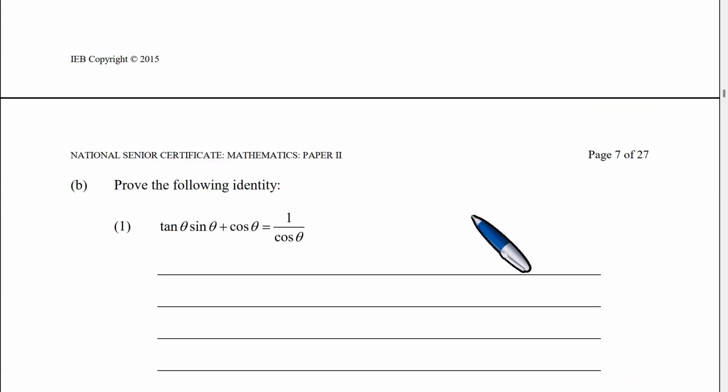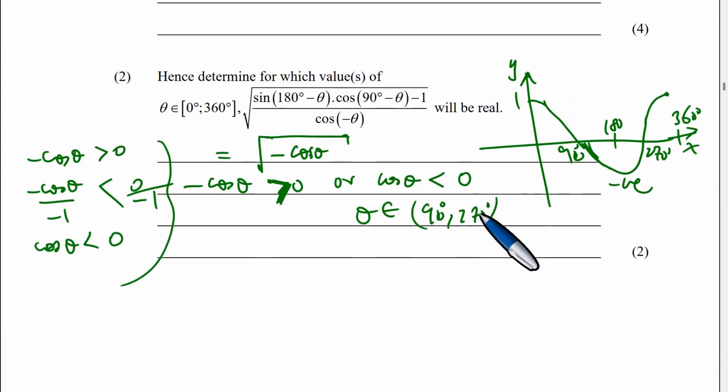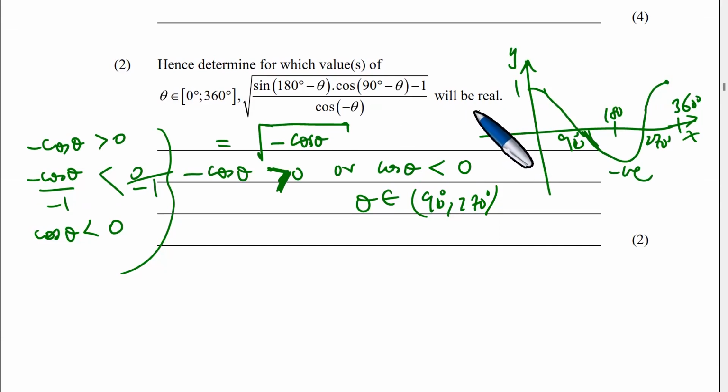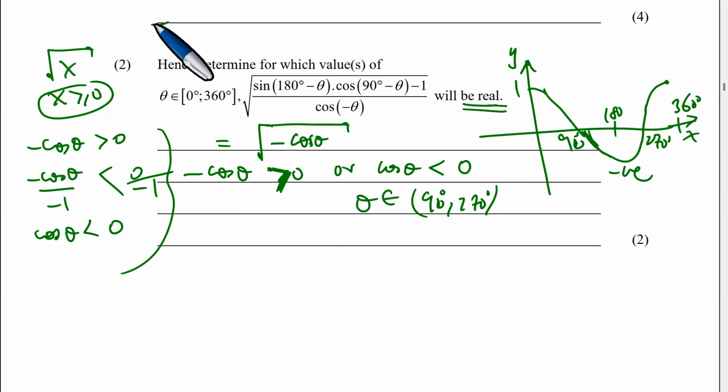Sir, why did we leave out the square root? That's a good question. We left out the square root because we wanted to look for where it's real. If you determine the values for which this whole thing is real, it depends on what is under the square root. It is real when what is under the square root is bigger than or equal to 0, because the square root of 4 is 2, the square root of 16 is 4.